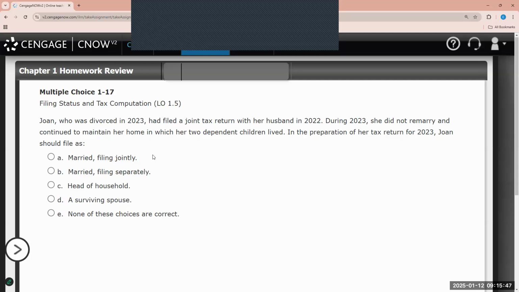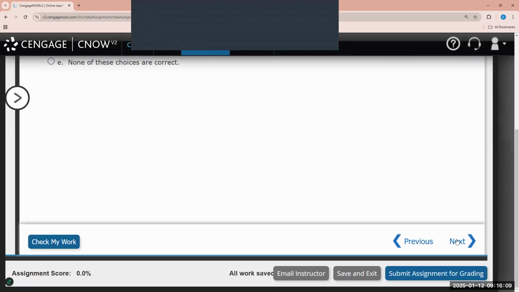So based on this fact pattern, she's not married filing joint. She's not married filing separate. Head of household seems like a correct answer. Of a surviving spouse, did the spouse die? The fact pattern says that she was divorced. So therefore, D is not the correct answer. So the correct answer would be C, head of household.